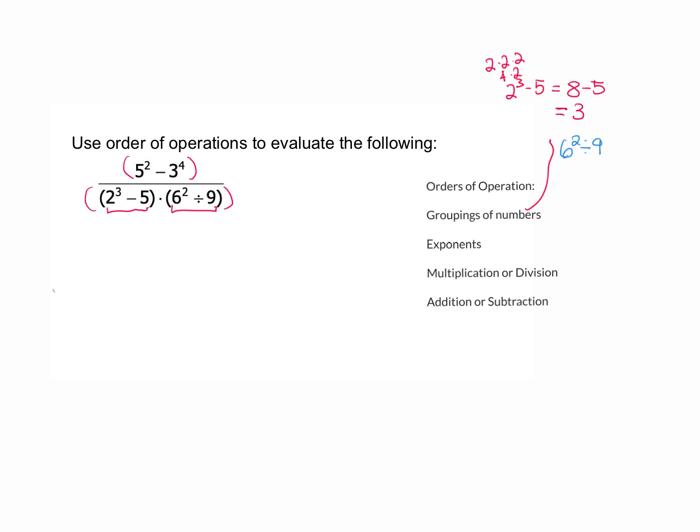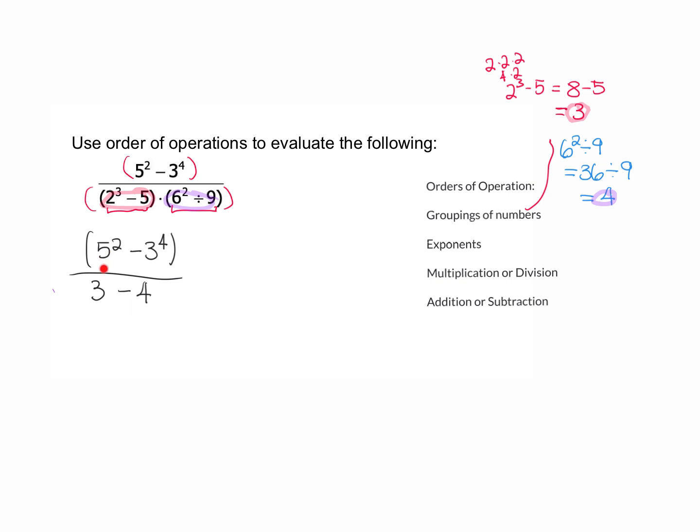Then we have 6 squared divided by 9. So 6 squared, that's 6 times 6, so that's 36. Divided by 9 will give us 4. So now we're going to rewrite this by substituting the 3 for the 2 cubed minus 5 and the 4 for the 6 squared divided by 9. And then I'm going to now evaluate the numerator and the denominator.